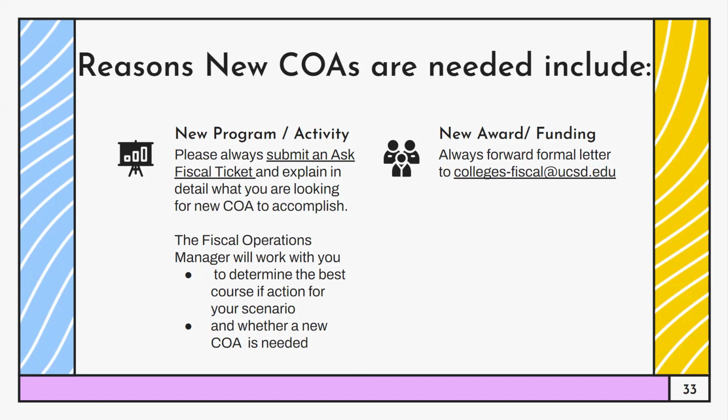The other situation where new COAs are needed is if a new award or funding is received by a college employee. Some of these include the CDIIP over at the writing program funding. In these cases, you always want to forward the formal funding letter you get from another department to colleges-fiscal@ucsd.edu. Then our fiscal operations manager can take a look, see if there's an existing COA that's set up to receive those funds, or if we need to create a new one.